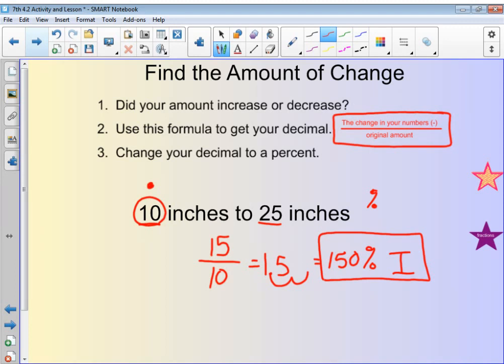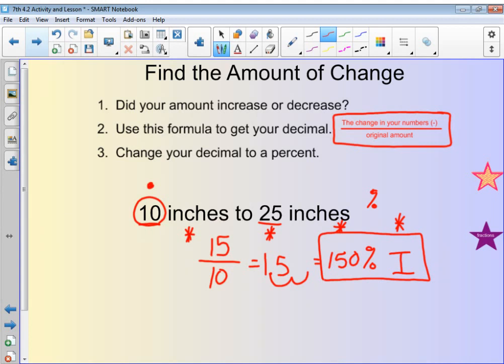As you are working through these, my expectation is I will see the fraction. I want to see your decimal. I want to see your percent. And I want to see if it increased or decreased. Those are the things that I will be checking.